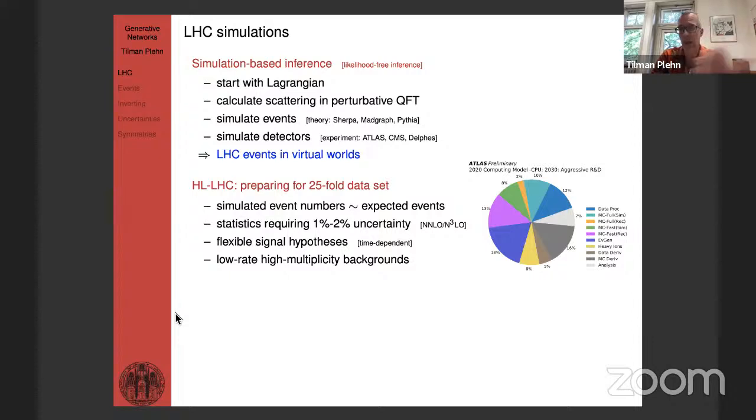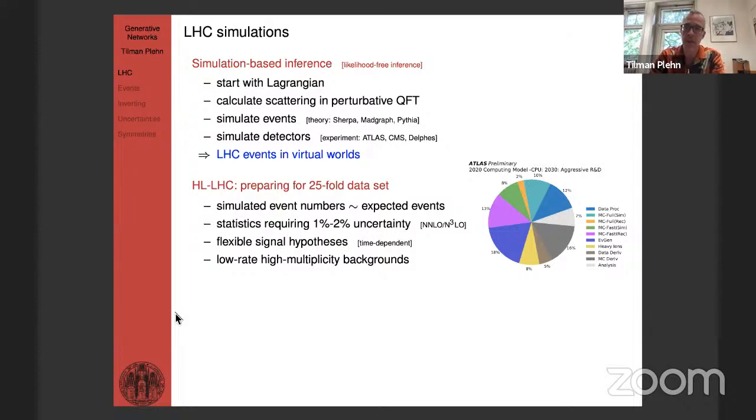It could be light dark matter, heavy dark matter, WIMPs. Carlos Wagner gave his talk here, so you can ask all kinds of people for all kinds of signal hypotheses, and they change with time. So we have no idea what we will be looking for 10 years from now.